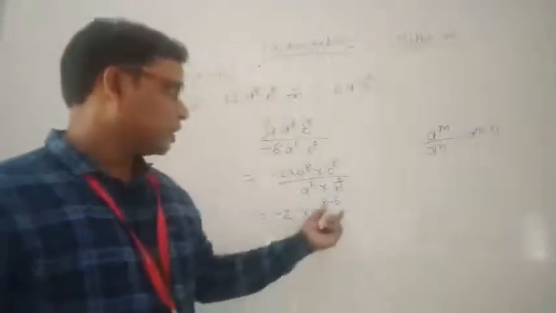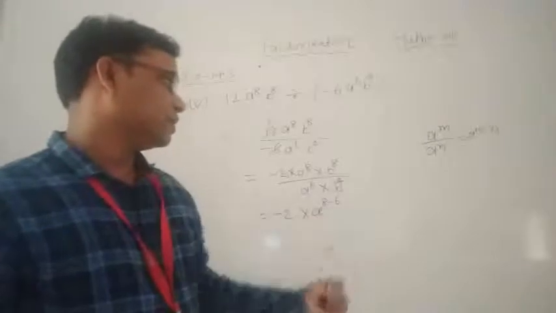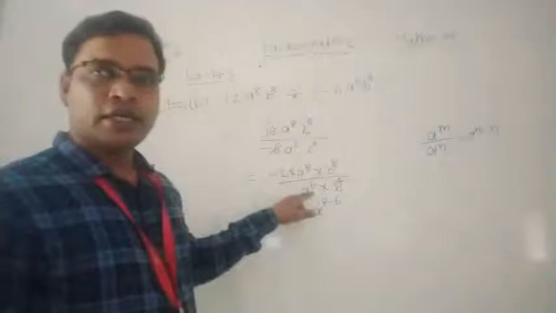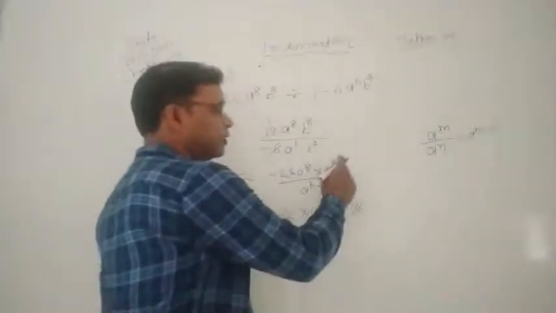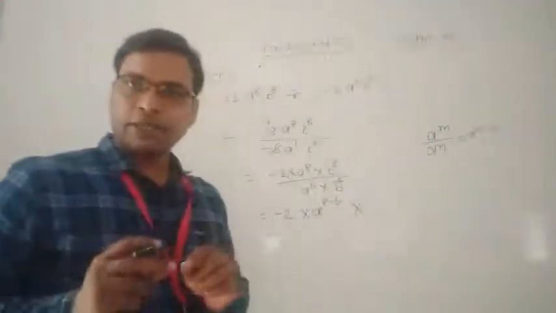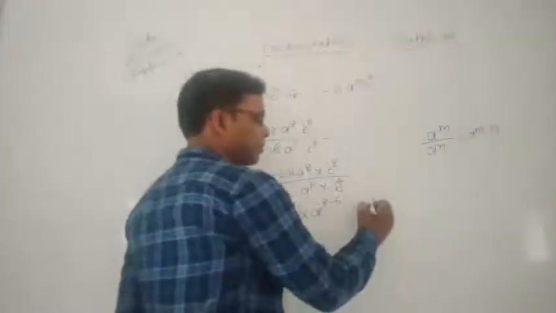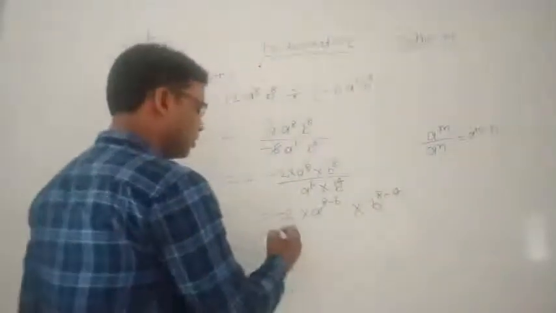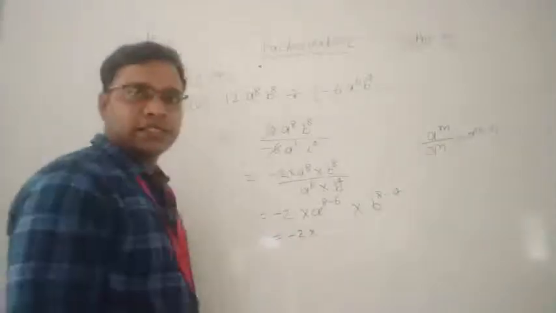So according to this law of exponents, we can write a to the power 8 minus 6, because here you can see a to the power 8 and here a to the power 6. Now here you can see b to the power 8 and b to the power 4. The bases are the same and it is a case of division, so you can write it b to the power 8 minus 4.